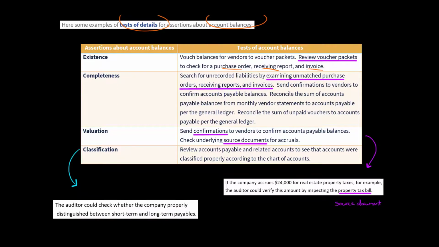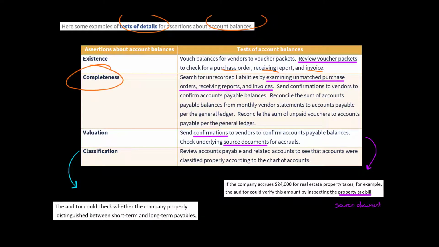Now, completeness, again, remember I said completeness, maybe the most important assertion that we're talking about here with the purchasing process, because then again, management has an incentive to understate the liabilities. They want to understate the liabilities. So the auditor wants to search for unrecorded liabilities. What could they do to try and find unrecorded liabilities?